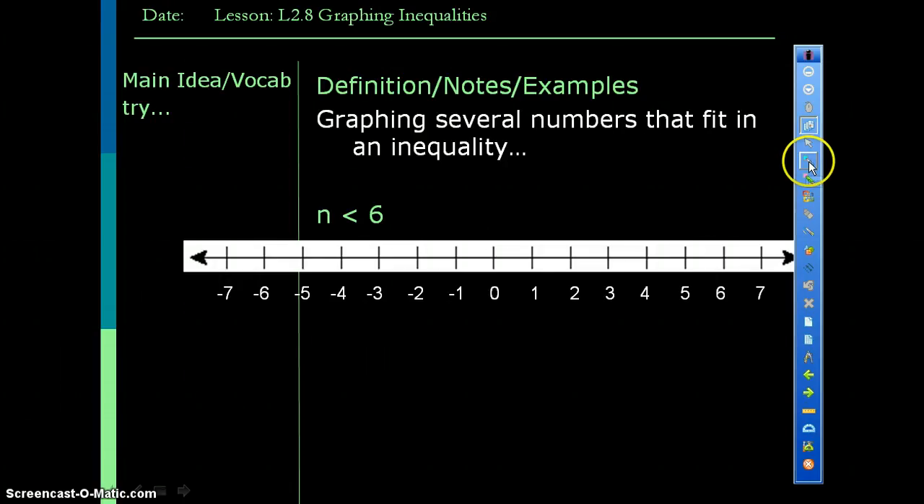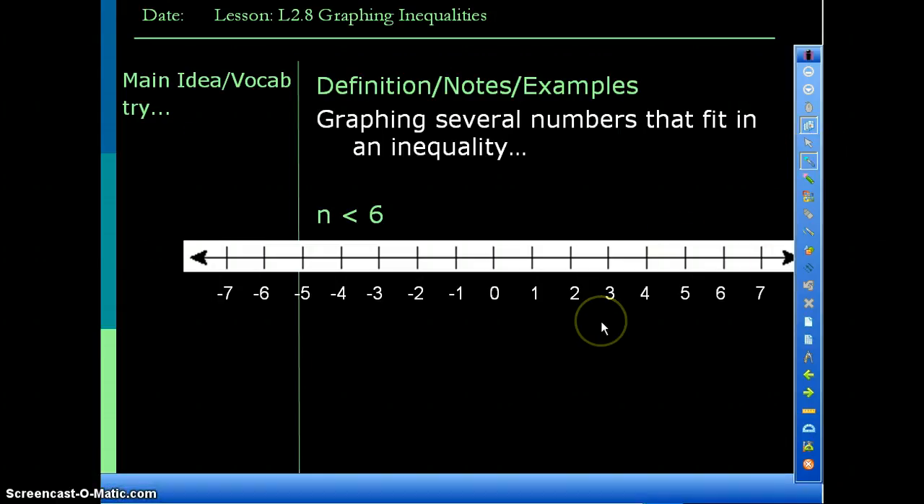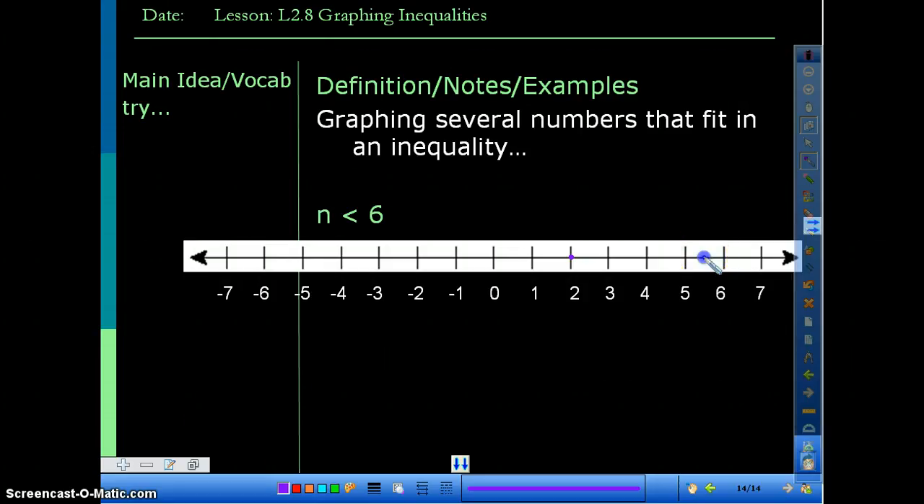Hopefully you have now taken some time to graph some numbers that fit into this inequality. I am going to take a look here at some possibilities. You may have used one of these possibilities, or you may have chosen another one. Here it says that N is less than 6. I could choose a number like 2. I could choose a number like 5.5. I could choose a number like, I don't know, -2.